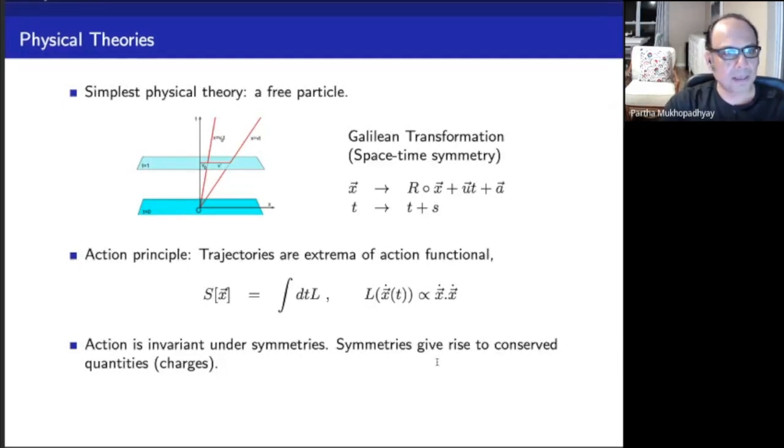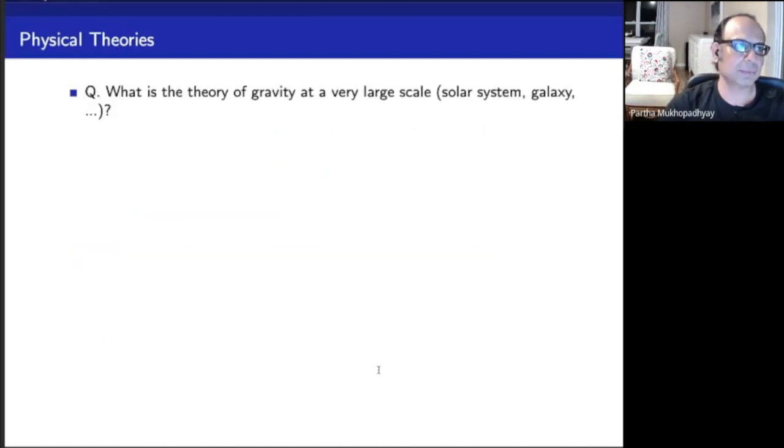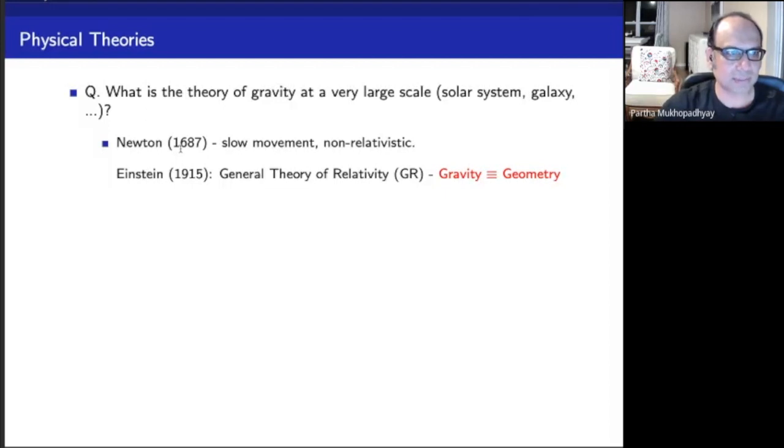Okay. Now, if you go to the large distance path that we described earlier, what is the theory of gravity at a very large scale? This question was answered by Newton in 1687, but that description is valid only for slow movement of bodies, and it's called a non-relativistic description. This was generalized to a relativistic description by Einstein in 1915, which could describe gravity when the motion of the bodies can be of high speed. It's called the general theory of relativity.